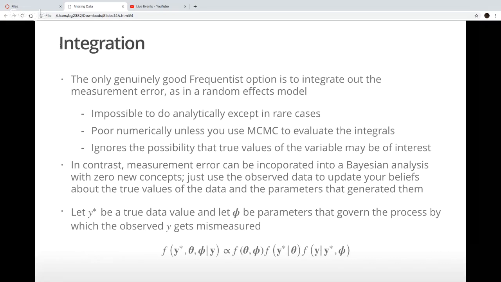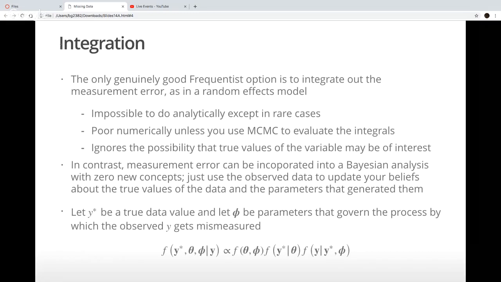We condition on the actual observed values of Y, and we can get a posterior numerator of Bayes' rule that can be written as the prior on theta and phi. Oftentimes those would be independent of each other a priori, times the conditional PDF of the true data given the parameters theta, times the conditional PDF of the observed value given the true value. And then there are additional parameters phi that sort of capture the extent of the measurement error.